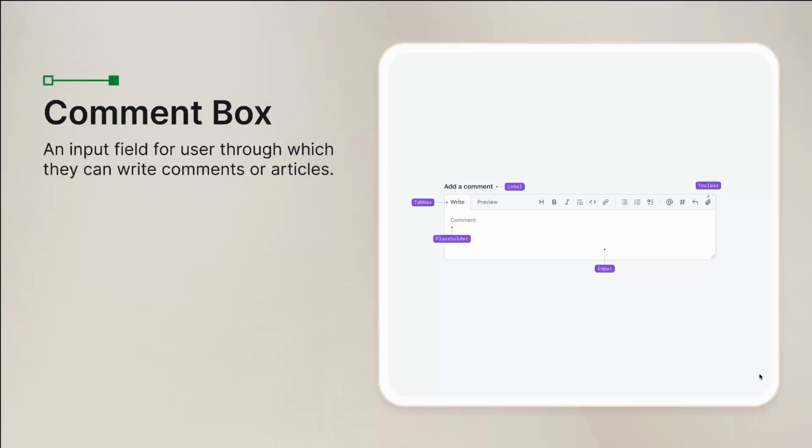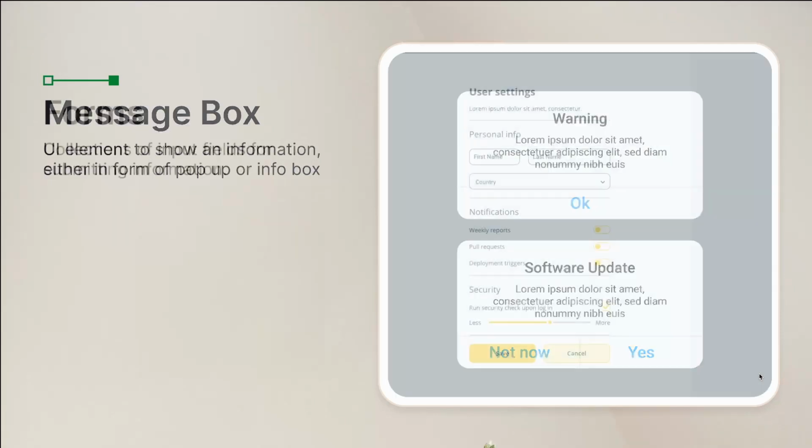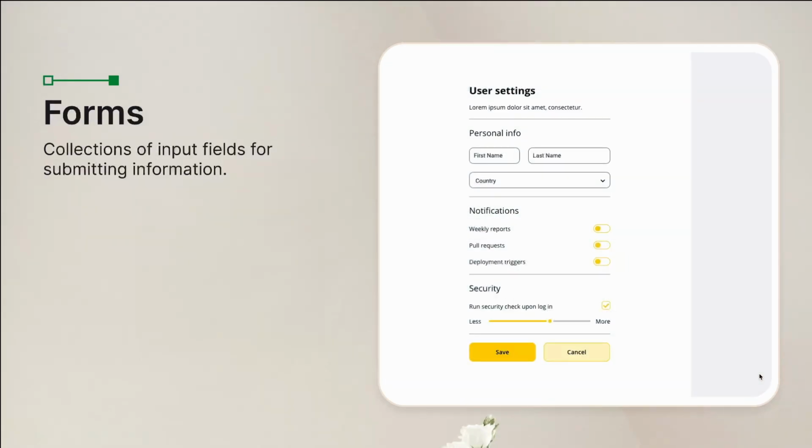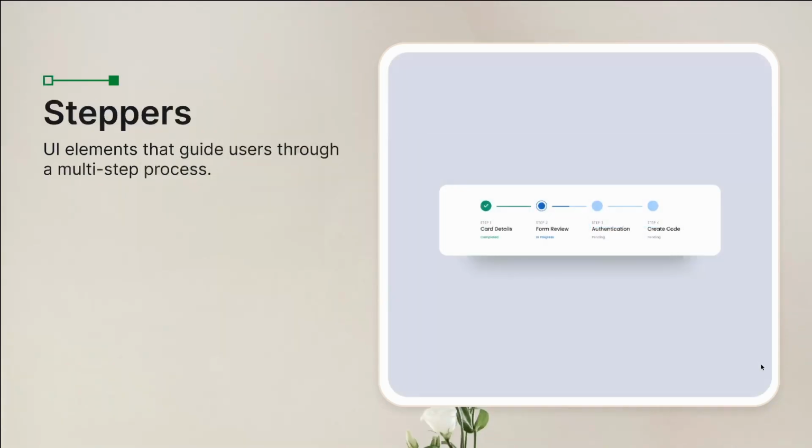Comment box, an input field for users through which they can write comments or articles. Message box, UI element to show an information either in form of pop-up or info box. Forms, collection of input fields for submitting information. Sliders, UI elements that allow users to adjust a value within a range. Steppers, UI elements that guide users through a multi-step process.